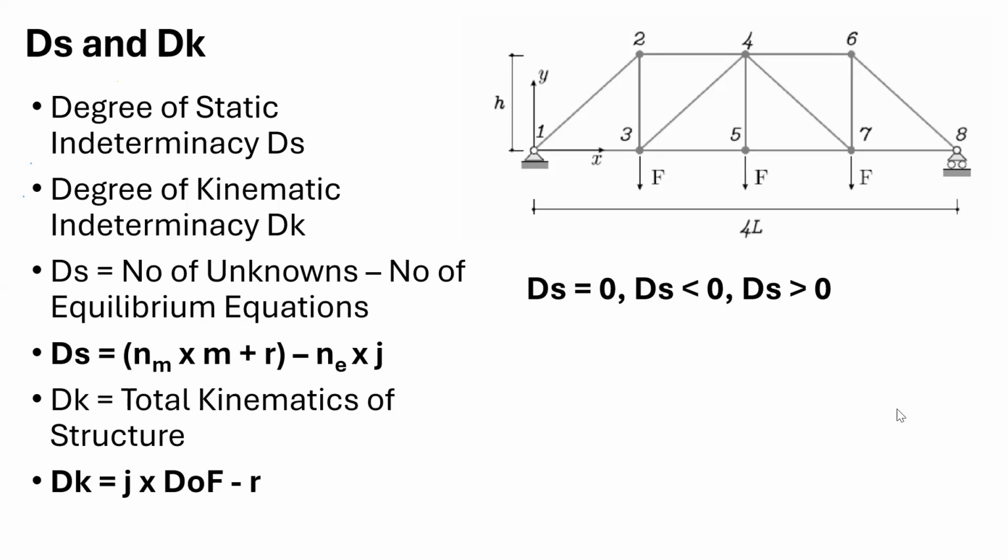Okay, so this is all about the DS and DK. We will discuss further also. We will consider various types of structures, and if internal hinges are there, we will discuss that. But this is the basic philosophy for the DS and DK, to decide whether the structure is a determinate structure or an indeterminate structure.